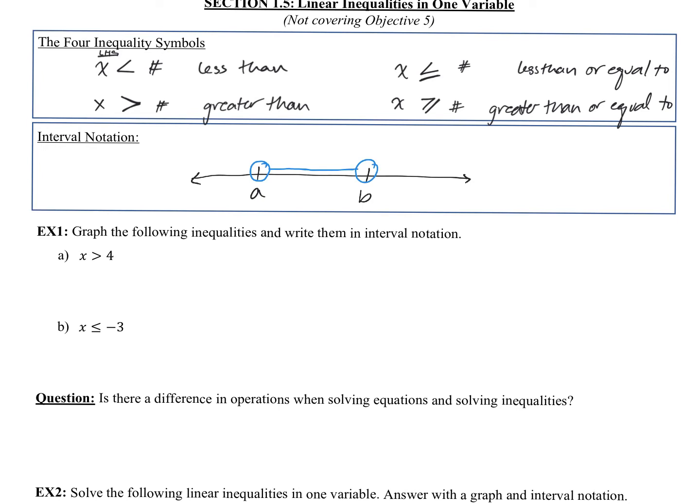And notice I have these open circles here. That means we go up to a, but we do not include it. So it'd be similar to these 2 here. That'd be an open circle, means we're not including those numbers in our answer. However, if I filled in those circles, that means that I would include them.